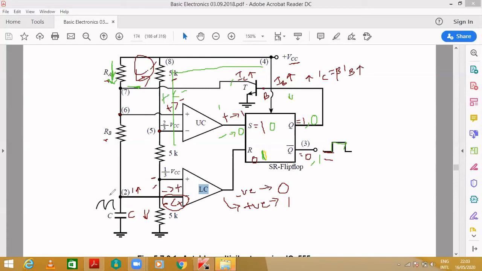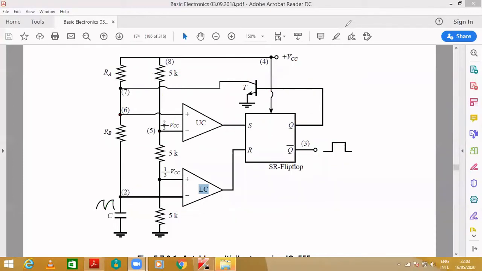Again, your capacitor starts charging, and the same cycle will be repeated. So this is the explanation of an astable multivibrator. Once it starts charging, the inverting terminal will again be higher than the non-inverting terminal, hence the output will be 0. So this is about an astable multivibrator.